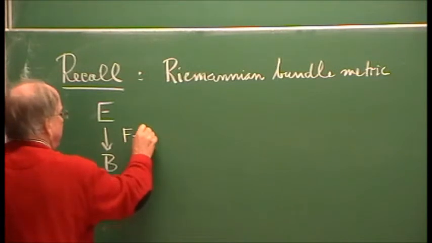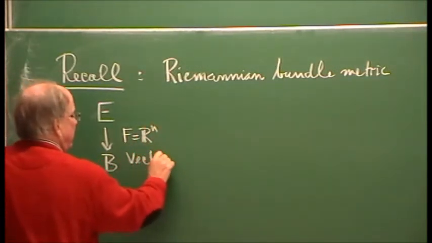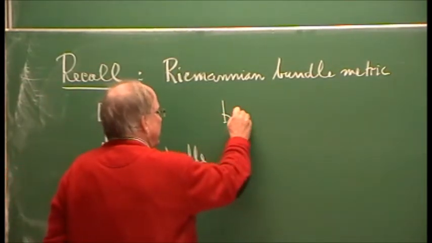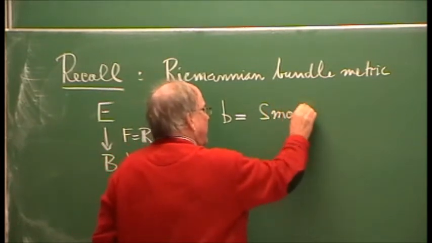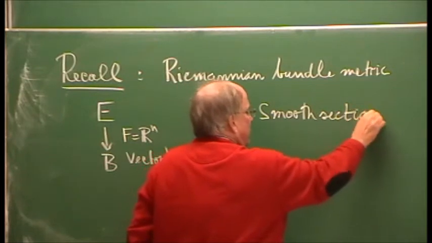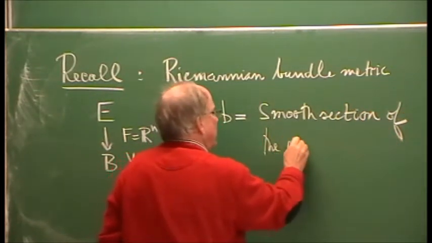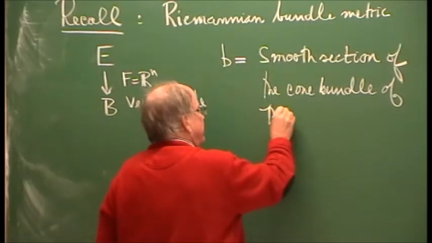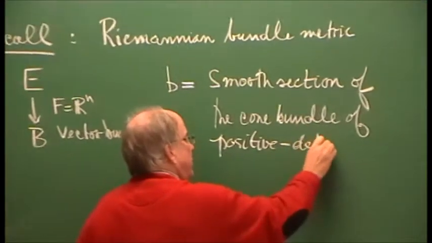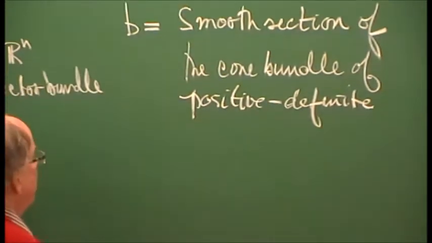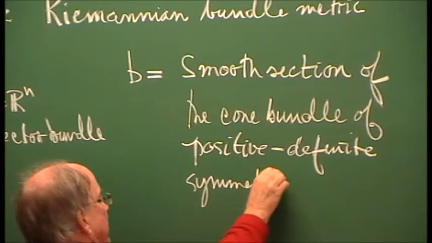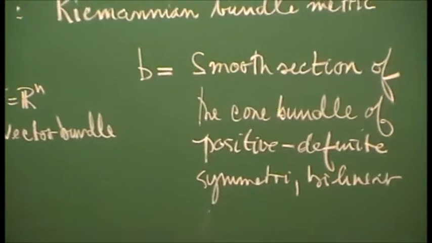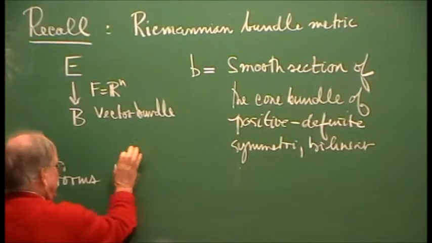So the fiber is R^n, and this is a vector bundle. So the fibers are vector spaces. And the Riemannian bundle metric B is a smooth section of the cone bundle of positive definite symmetric bilinear forms on E.